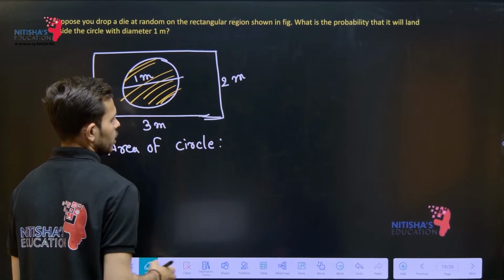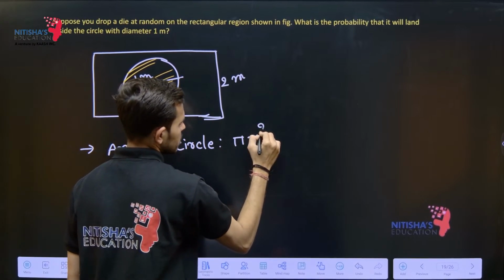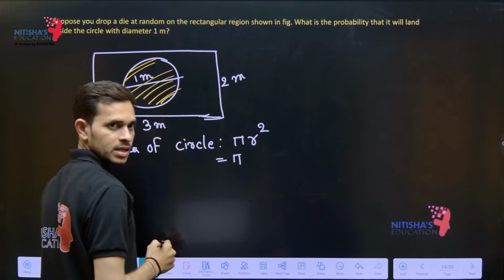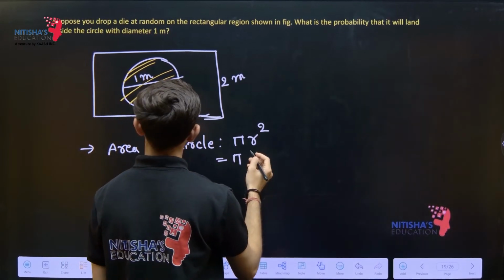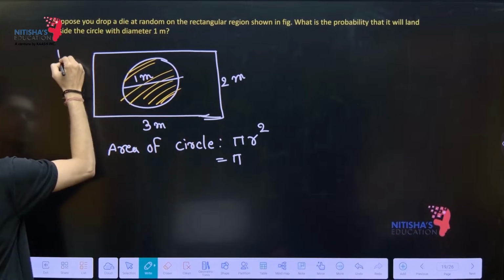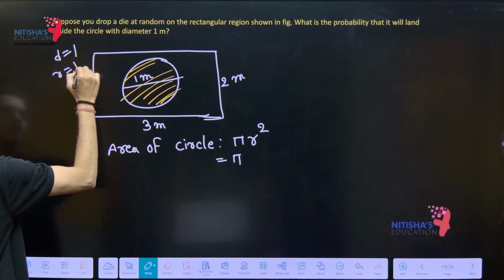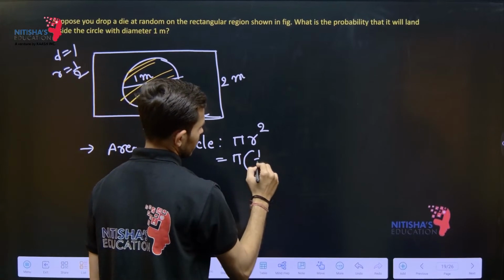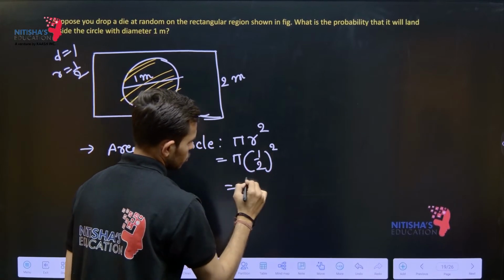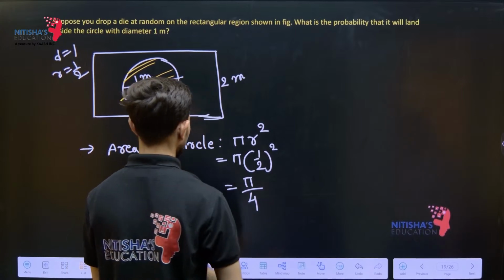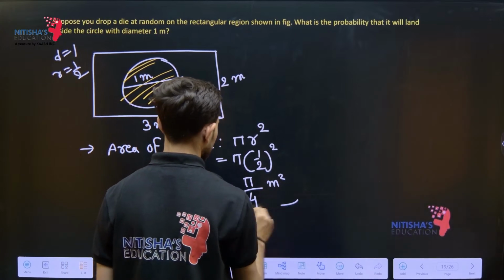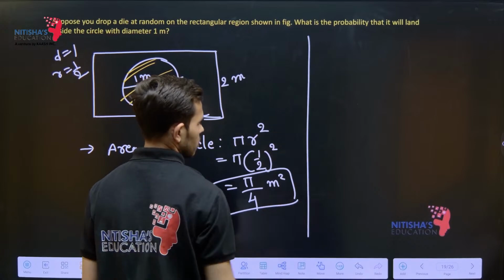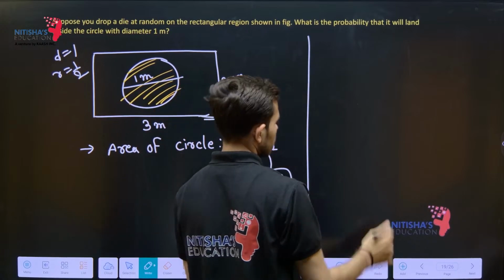सर्कल. सो एरिया ऑफ सर्कल इज गिवन बाय πr², पाई एज इट इज रहने दो, r means we have the diameter d is equal to 1, so r will become 1/2, so यहाँ पे हो जाएगा (1/2) होल स्क्वायर, so ये π/4 हो गया मीटर स्क्वायर. दिस इज द एरिया ऑफ सर्कल.